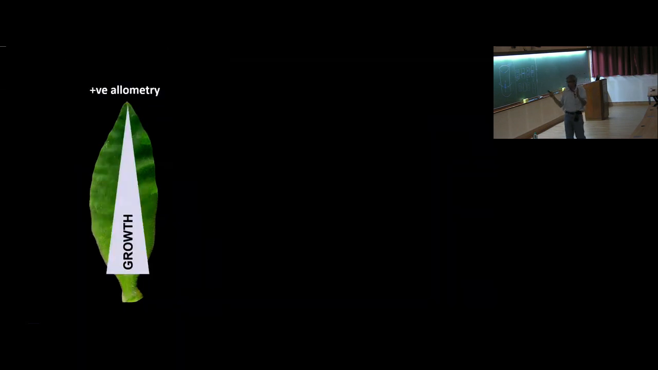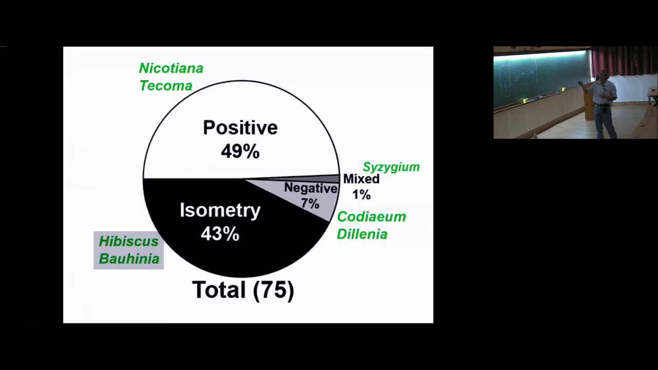So all this tells us that tobacco grows with positive allometry, and there is more growth at the base. It's also called basipetal growth because there is more growth at the base and then less growth at the tip. Synonymous. But there are other groups.